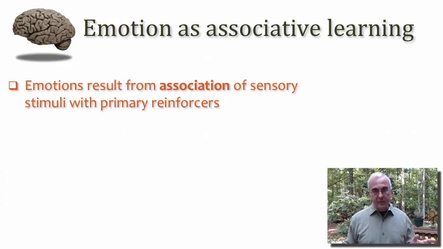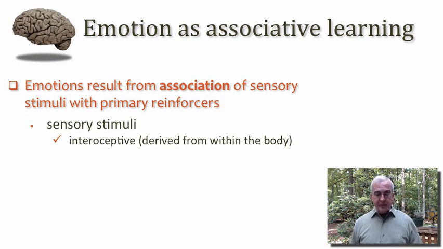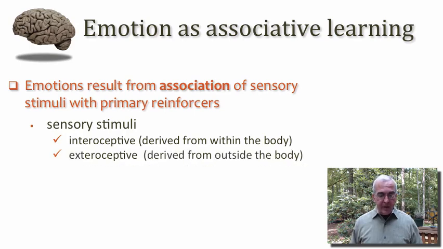And this framework is essentially proposing that we consider emotion as a form of associative learning. So here's how this might go. We imagine that emotions would result from the association of sensory stimuli with primary reinforcers. So the sensory stimuli might be interoceptive, that is, derived from within the body, pertaining to, let's say, visceral sensory signals derived from our gut and from other viscera of the body. They may be exteroceptive, derived from our interactions with the environment outside and processed through our special sensory systems.